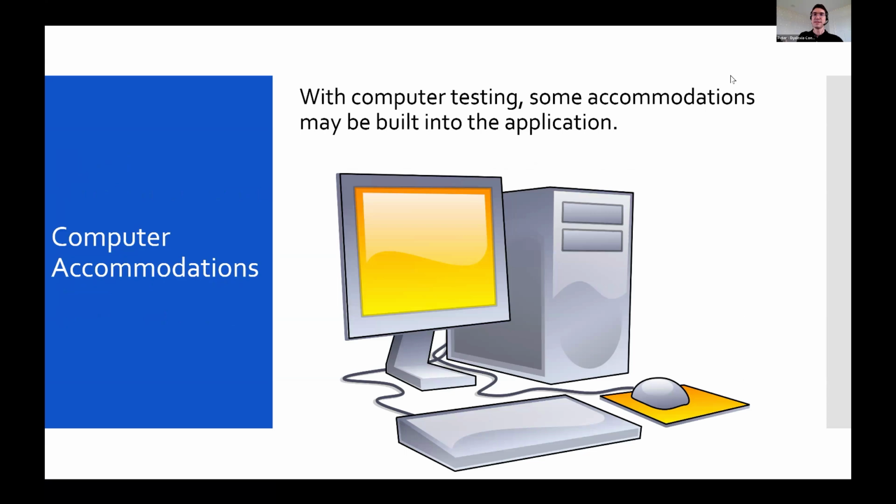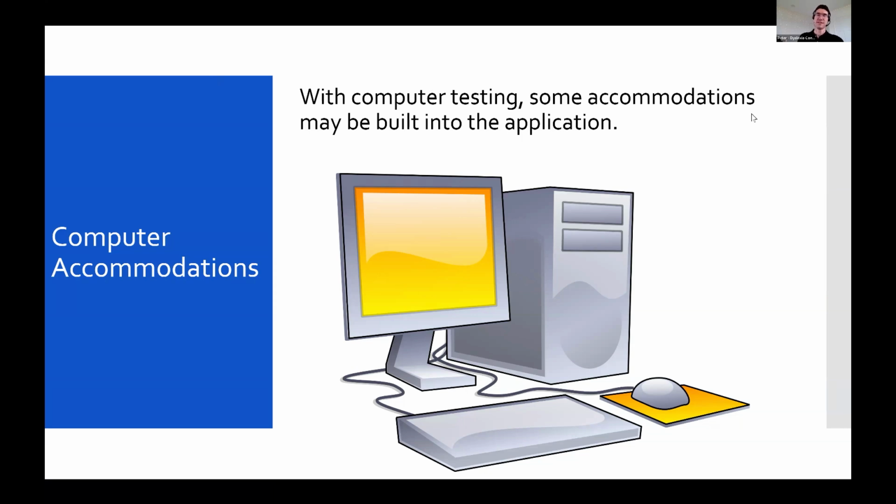As we mentioned, computer adaptive testing is used for a lot of standardized tests these days, and some of them actually come with accommodations built into the application. So this is a handy thing: if accommodations are available for the student on the test and you're using a computer for the test, you might be able to get accommodations right from the application itself. They might be built in.